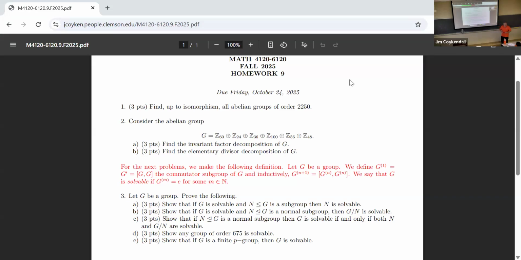Now, if I asked you for all groups of this order, you should get the pitchforks and the torches and get very angry, right? You'd be like, what? But abelian, not too bad. We're going to see why that's true.